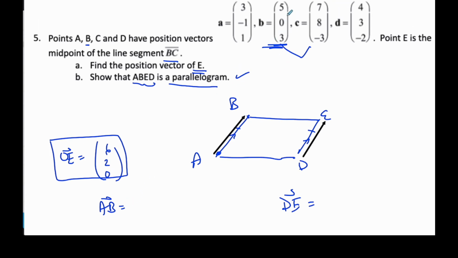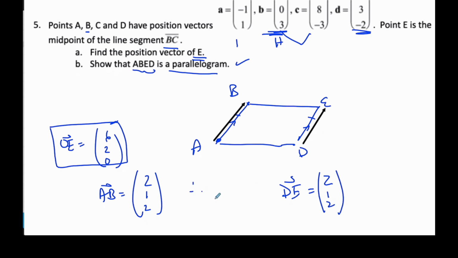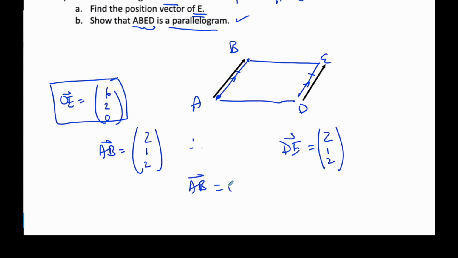So AB: my head is B and my tail is A, so 5 subtract 3 is 2. 0 subtract negative 1 is 1, and 3 subtract 1 is 2. If I do D and E, here's D and here's E, so I go 6 subtract 4 is 2. I go 2 subtract 3 is 1, and I go 0 subtract negative 2 is a positive 2. Therefore, since AB is equal to DE, ABED is a parallelogram.